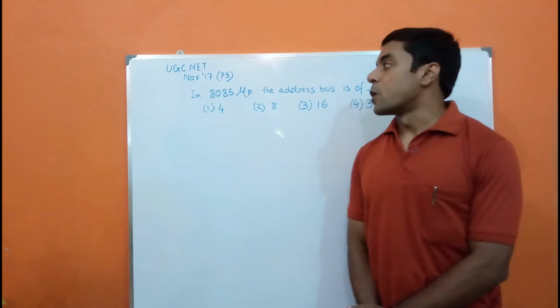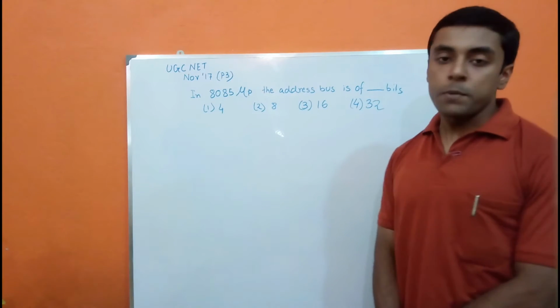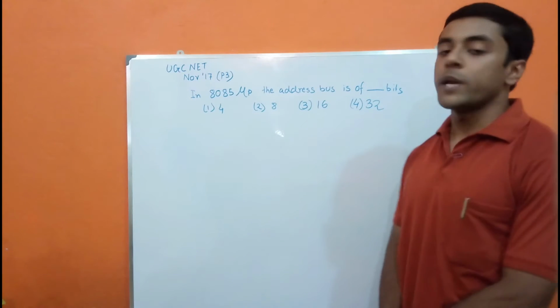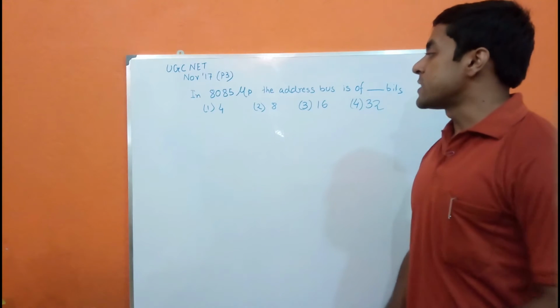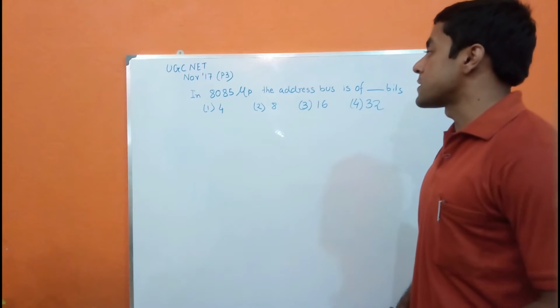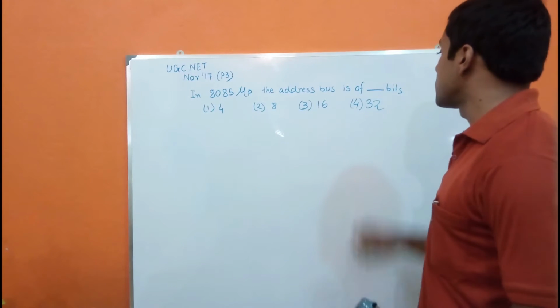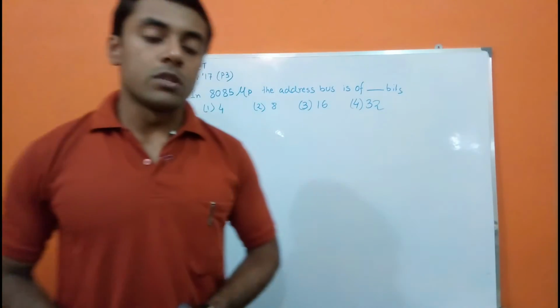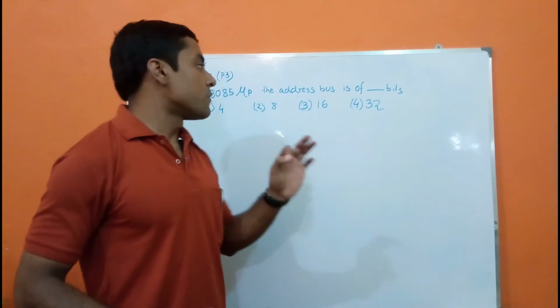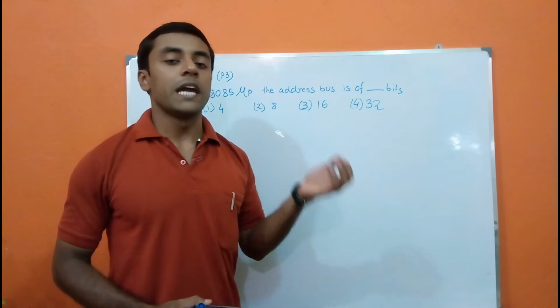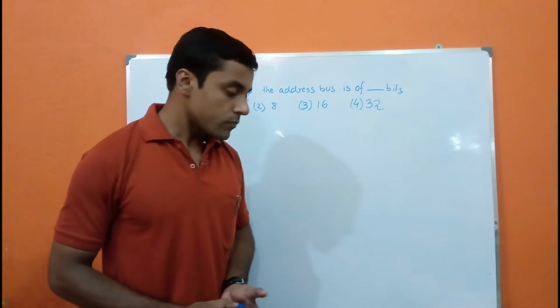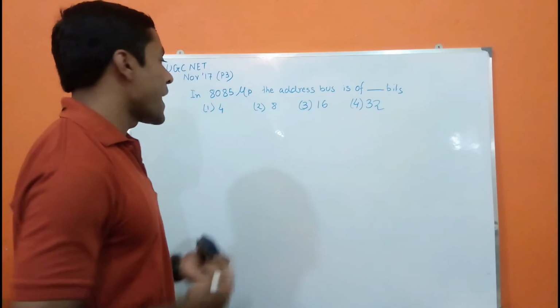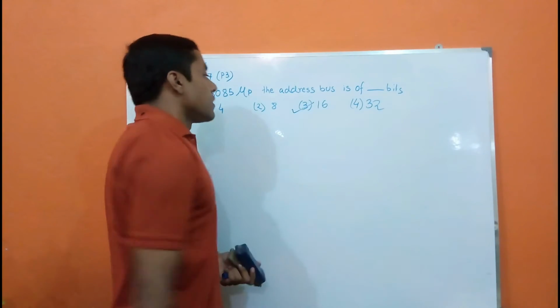This question is from UGC NET November 17, paper 3. The question is about the 8085 microprocessor. The question is, in the 8085 microprocessor, the address bus is of dash bits. That means they are asking about the bits of the address bus in the 8085 microprocessor. Now, the answer will be 16, right?